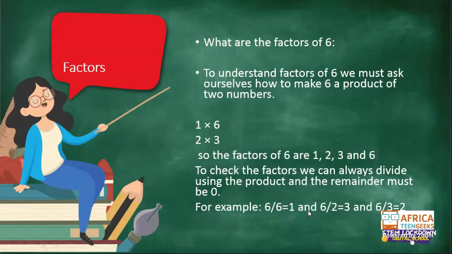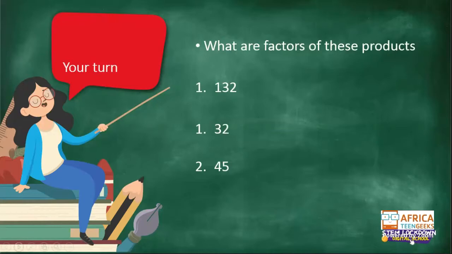So for example, 6 divided by 3, the answer is 2. Okay, so what are the factors of these products? I think I've given away already the first one. What are the factors of these products? The first one is 132.